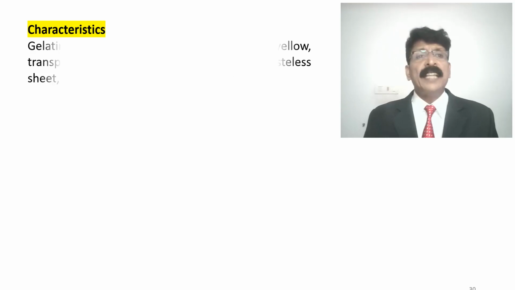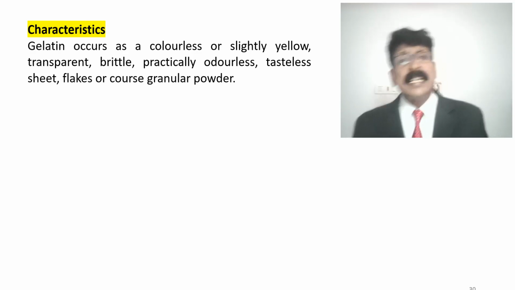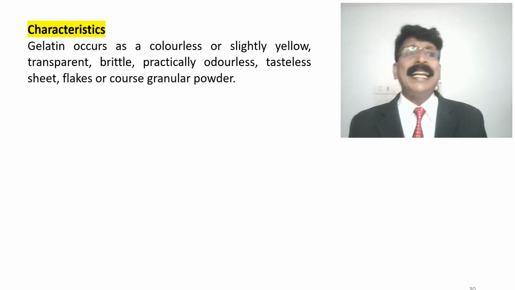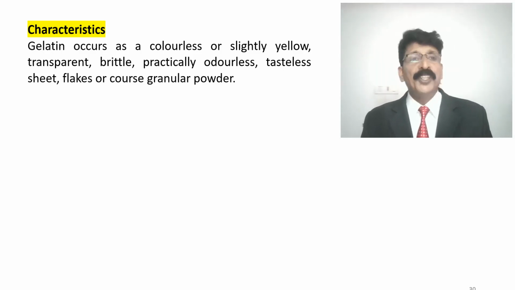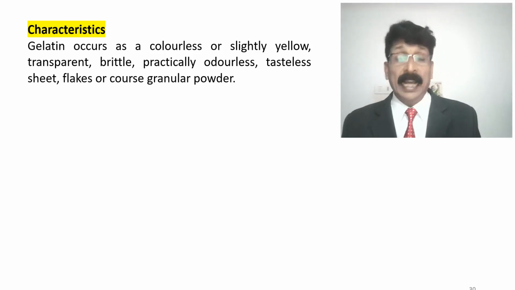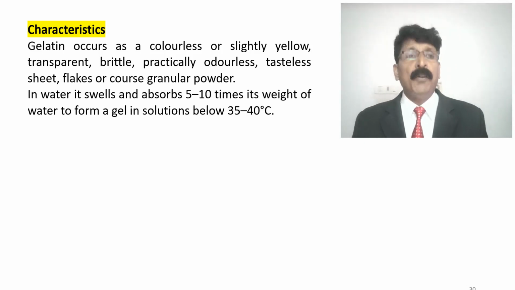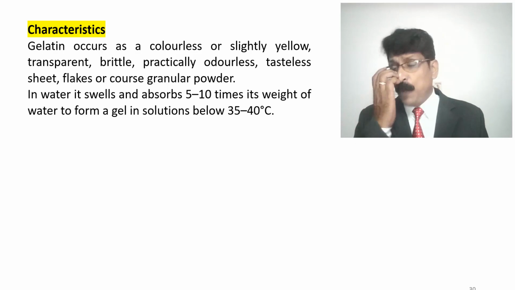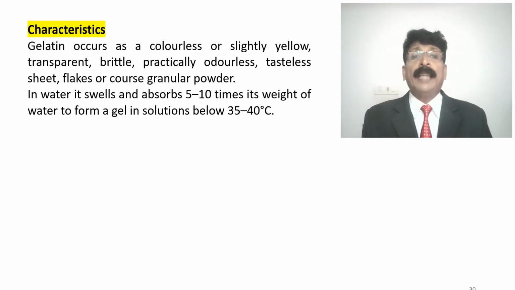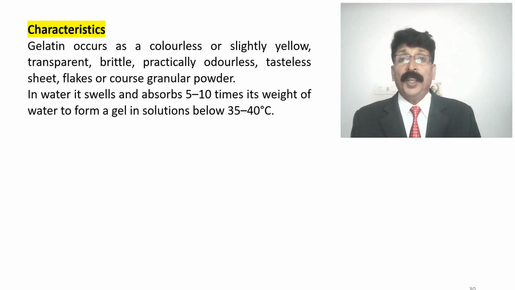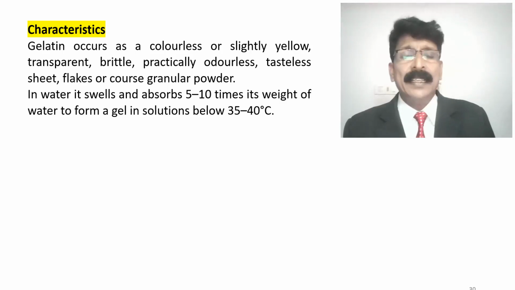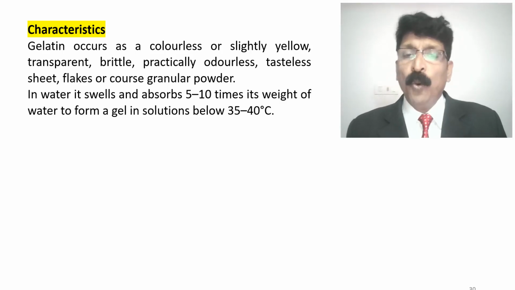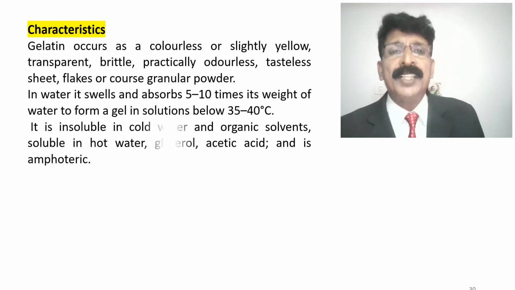Characteristics of gelatin. It occurs as a colorless or slightly yellow, transparent, brittle, practically odorless, tasteless sheet, flakes, or coarse granular powder. In water it swells and absorbs 5 to 10 times its weight of water to form a gel in solution below 35 to 40 degrees centigrade.